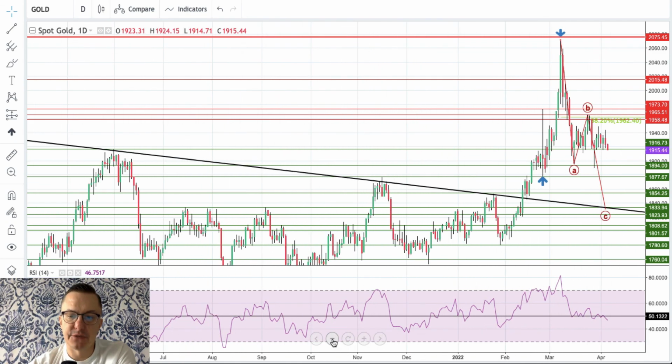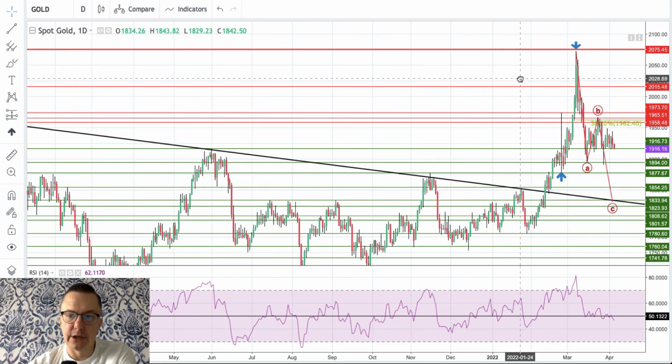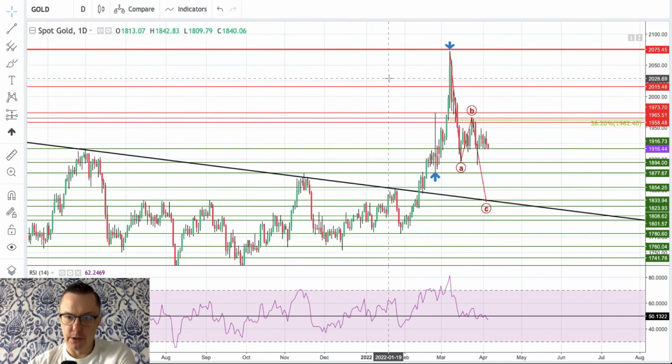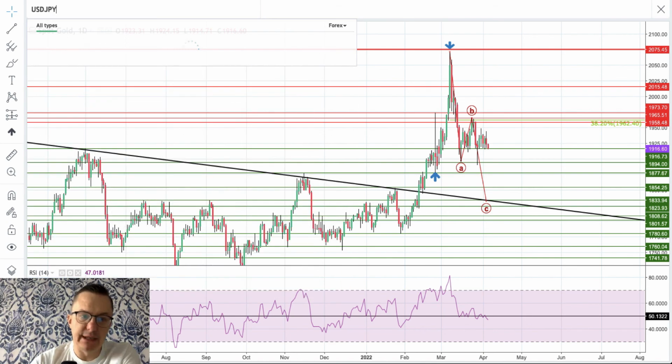So this is the target for gold. I think it's pretty clear for everyone that the biggest rally, the most surprising rally of gold, had been completed. 2075 was almost hit, and down we go in wave A. Eventually some kind of mishmash in wave B, and then wave C, down we go. If gold is going down, what is the US dollar to the Japanese yen doing?